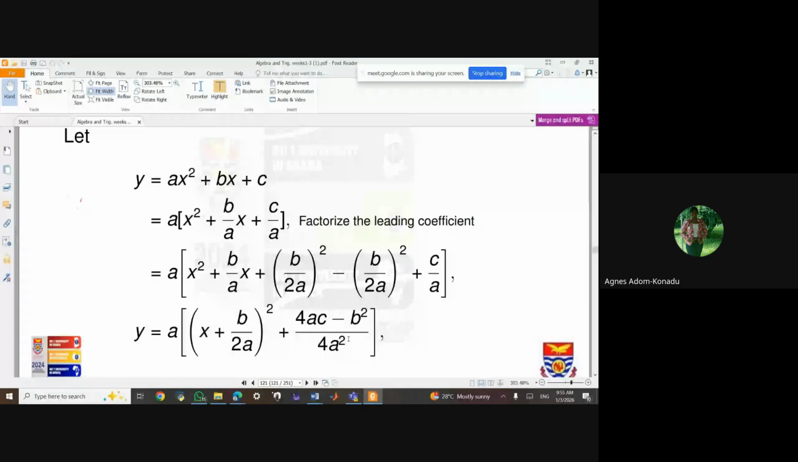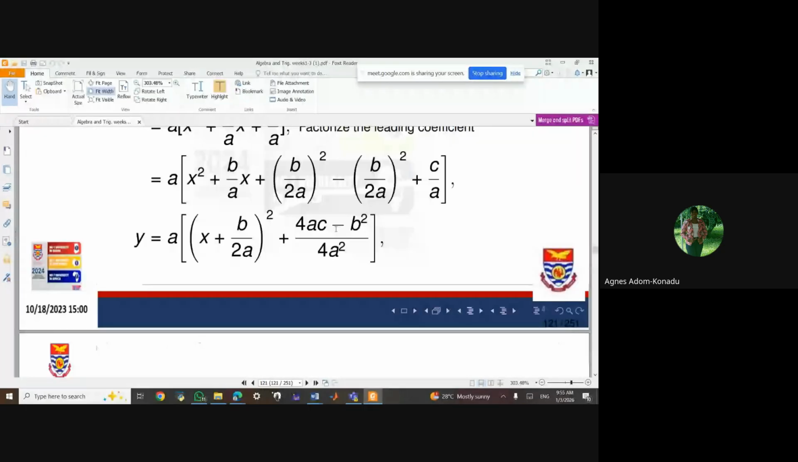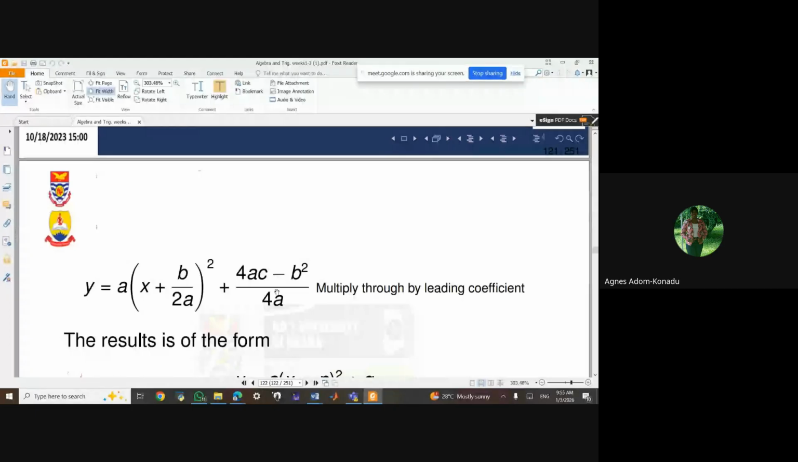Multiply through by a. One times a will cancel one of the a's. So I'm going to get 4ac minus b squared over 4a.